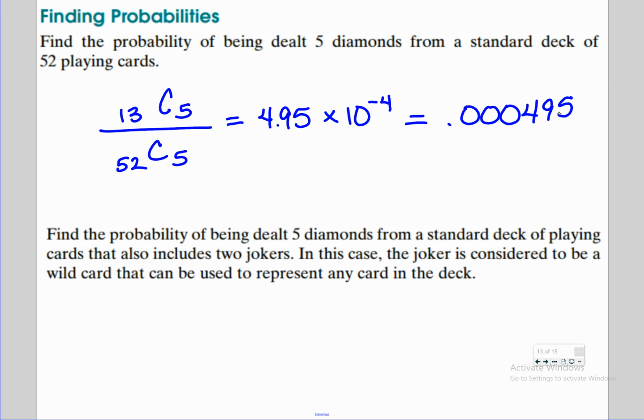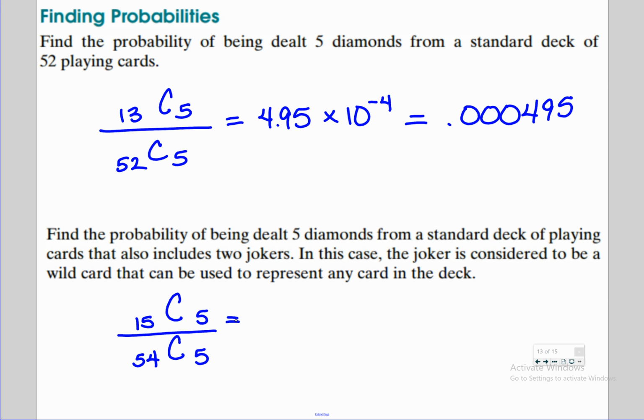All right, bottom one, a slightly edited version of the top one. It says, find the probability of being dealt 5 diamonds, but this time we have jokers in the deck. In this case, a joker is considered to be a wild card that can be used to represent any card in the deck. So how many cards are we choosing from this time? 54. And again, we're choosing 5. How many cards in the deck are considered diamonds this time? 15, because the jokers could count as a diamond. But again, we're choosing 5.